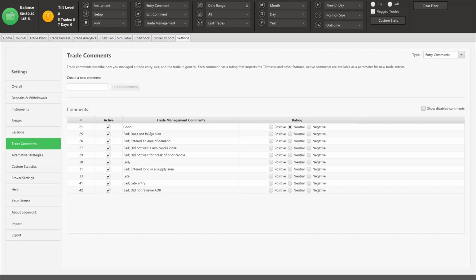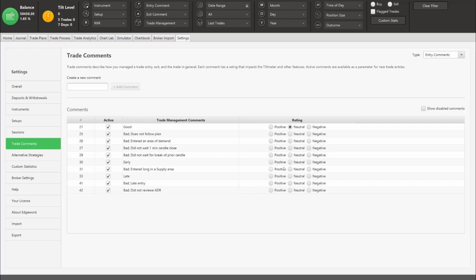So although he has entered his comments that describe his trading actions, such as trade entries that are good, that are bad because of issues that are not in his trading plan, or he entered trades that are not according to his rules, he did not assign a rating.